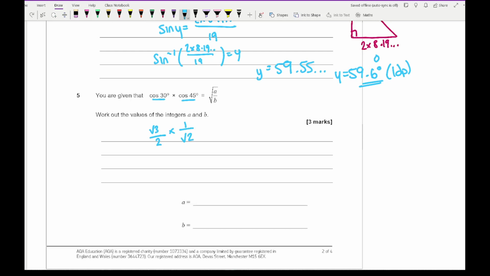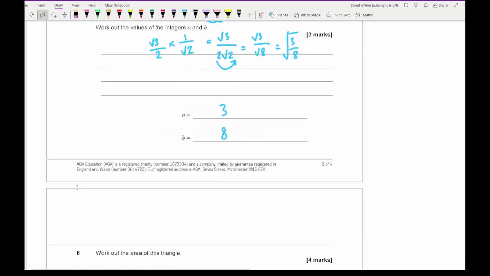And so what we need to do is to simply combine these two and make the answer look like this. So here I'm going to have root 3 over 2 root 2. And then if we take this 2 inside, that then becomes a 4. So I've got root 3 over root 8. So here then that becomes the square root of 3 over 8. So here a equals 3 and b equals 8.